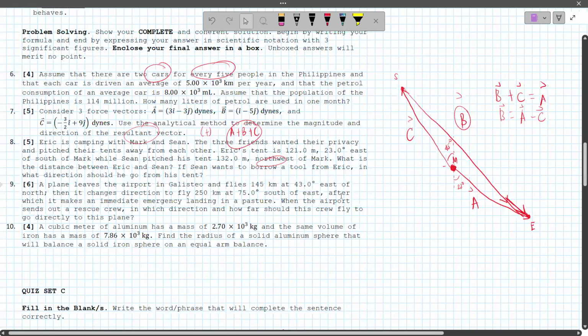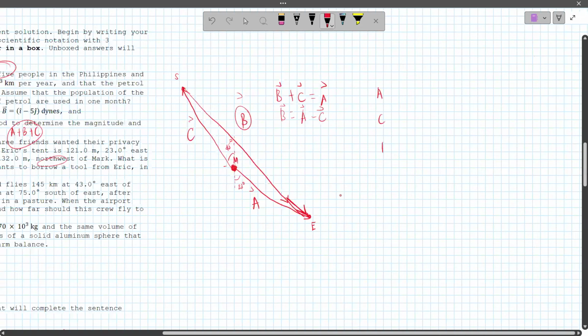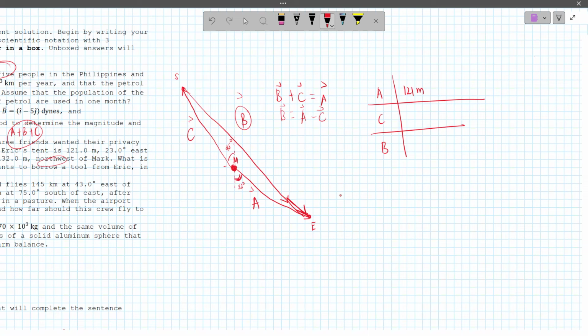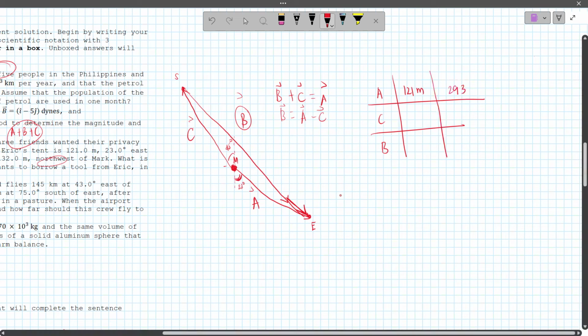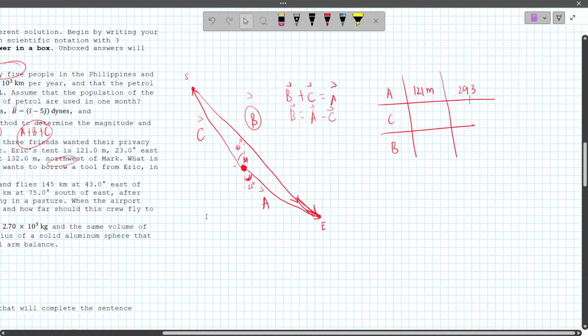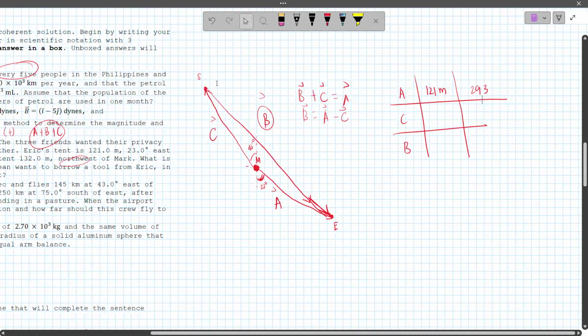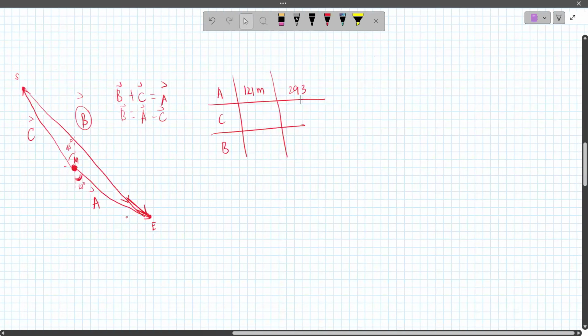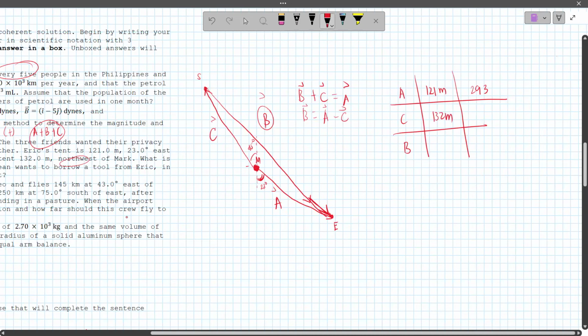So, gawan natin ng table yan. You have A, C, B. Okay? Ang A natin ay yung distance from Mark to Eric. That is 121 meters, 23 degrees east of south. So, ito yung 23. So, this is basically 270 plus 23, no? Or 293. And then, yung vector C naman natin, as you can see here, is the distance or the vector from Mark to Sean. And yung kay Mark to Sean is 132 meters. Northwest, that is 45. So, you have 90 plus 45. This gives you 135. And yung B, yan yung hahanapin natin.